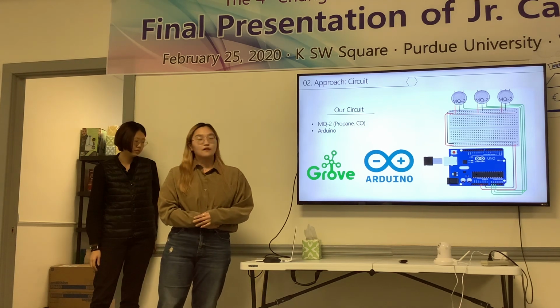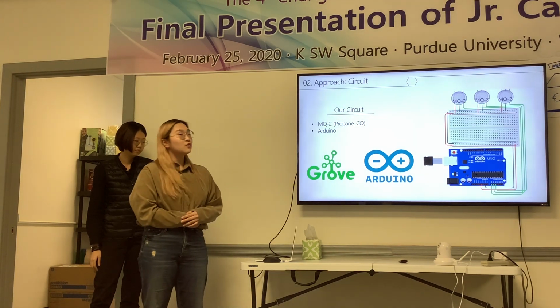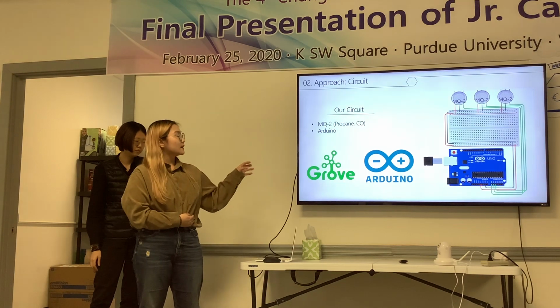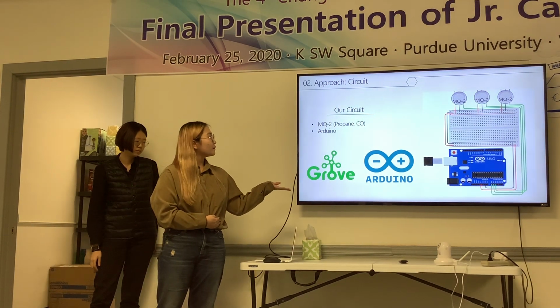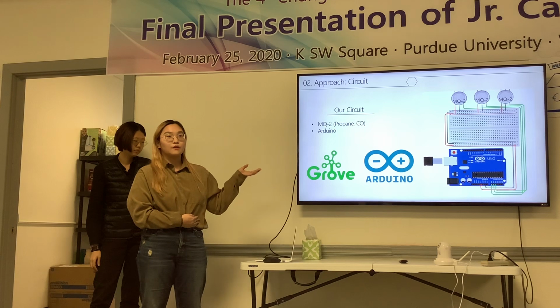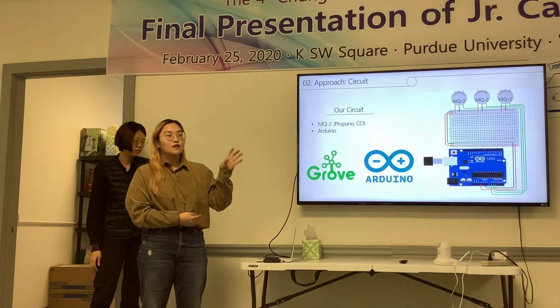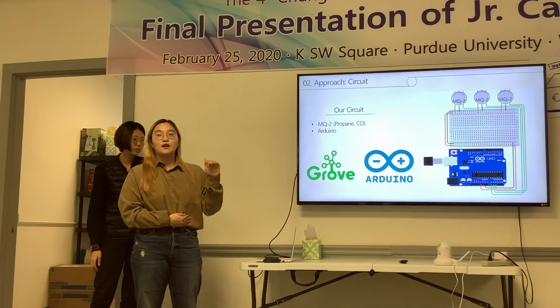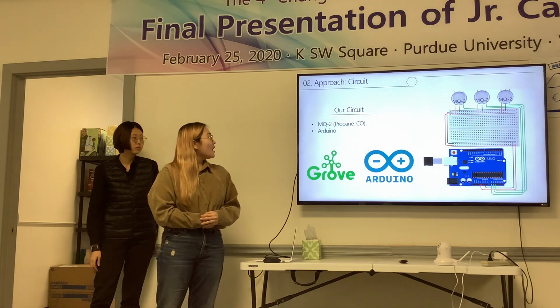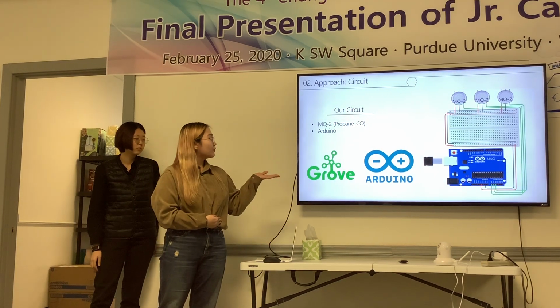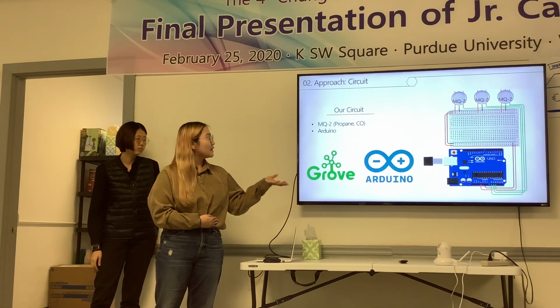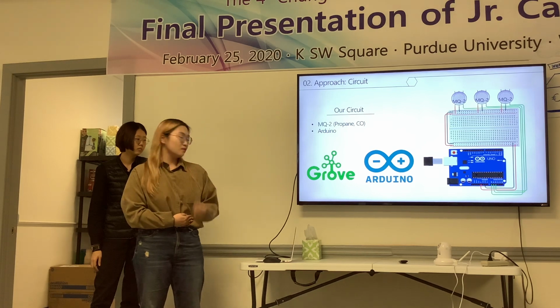First is circuit. We use the MQ2 sensor from the Grove company. This sensor can measure the propane and CO generated during the incomplete combustion. And the data from this sensor is collected using Arduino.